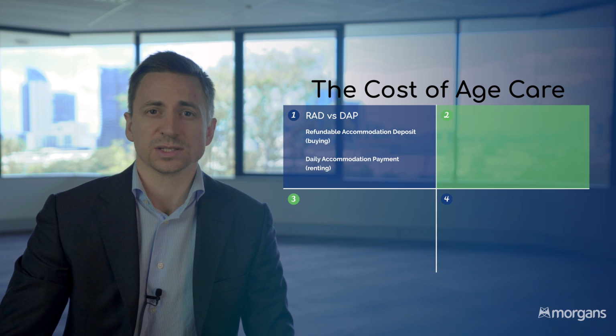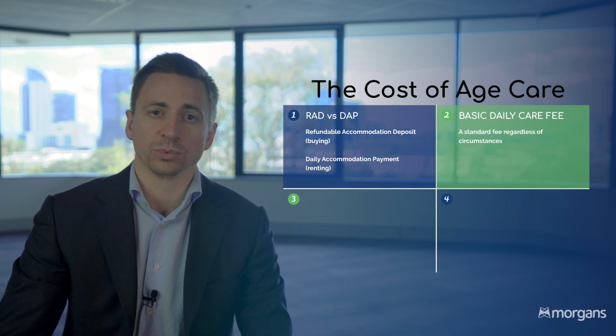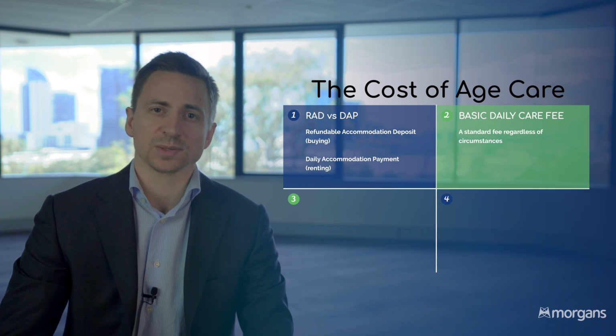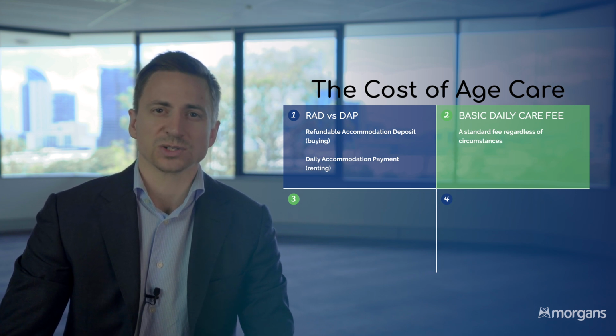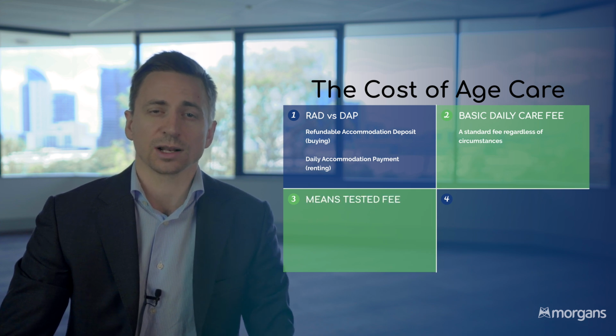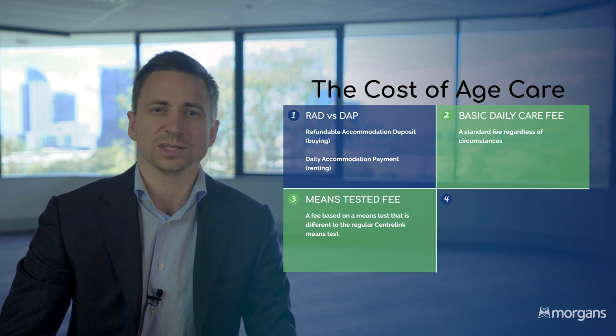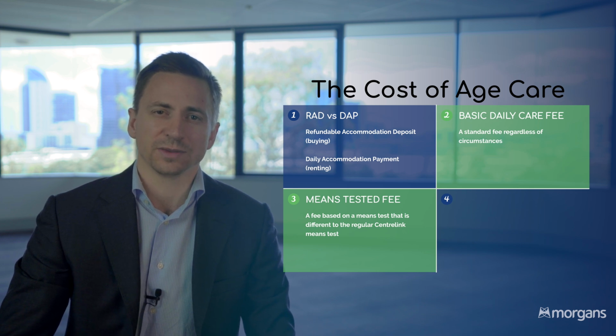The second one is the basic daily care fee, and it doesn't really matter if you're the Queen of England or the poorest person in Australia, everyone has to pay that same fee, and there's not much we can really do with that. Then there's a means tested fee, which is calculated from a means tested amount, and this is where it starts to get confusing, because the means tested fee, they use a means test, and people often think that's the same as the Centrelink means test, but it isn't. They're 2 completely different things. And that's one that we can help with.